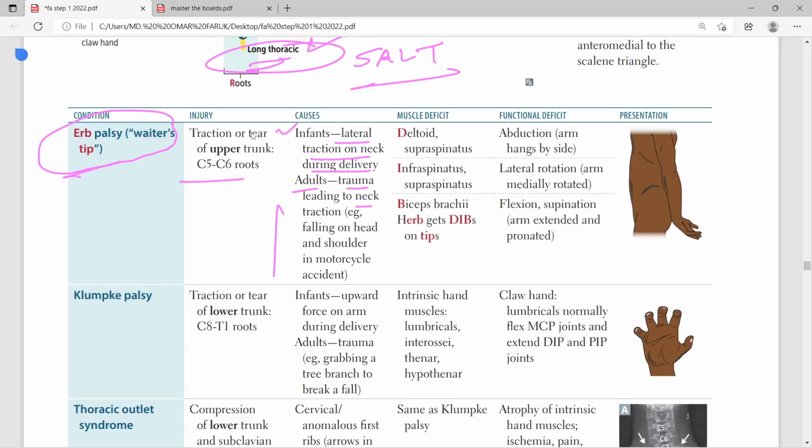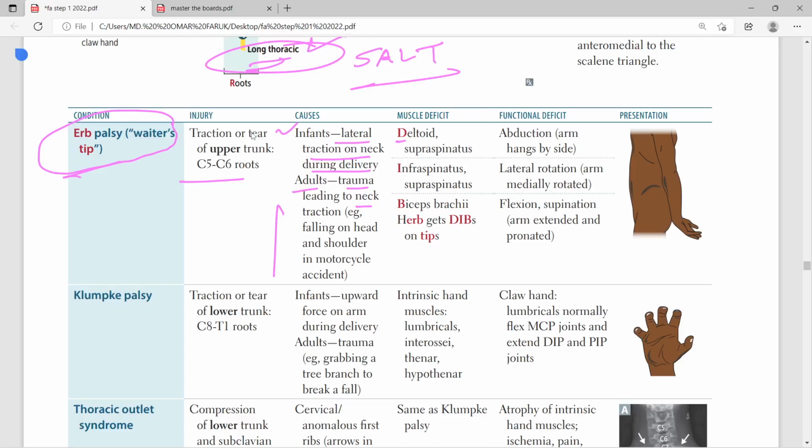In Erb's palsy, the muscles involved, we can remember as DIBs: Herbs gets DIBs on tips. What does it mean? DIBs means deltoid, infraspinatus, and biceps brachii.